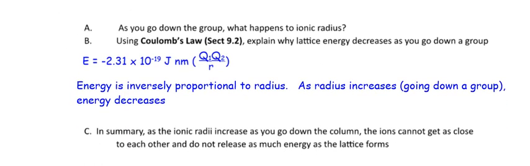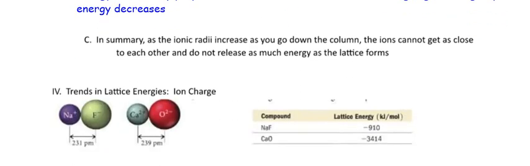In summary, the ionic radii increase as you go down a column. The ions cannot get as close to each other and do not release as much energy as the lattice forms. So, trends about the ionic charges. Look at this, sodium fluoride and calcium oxide.